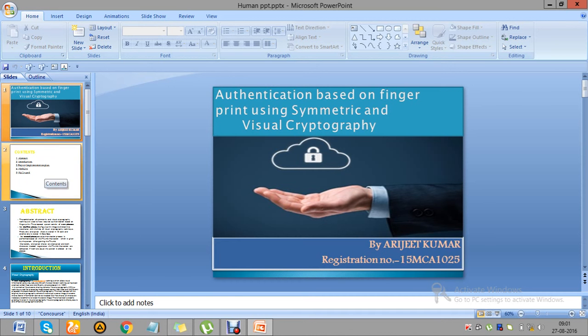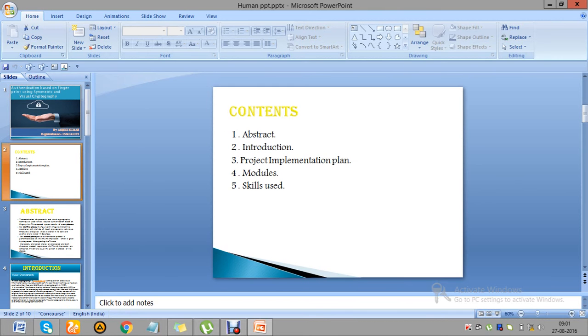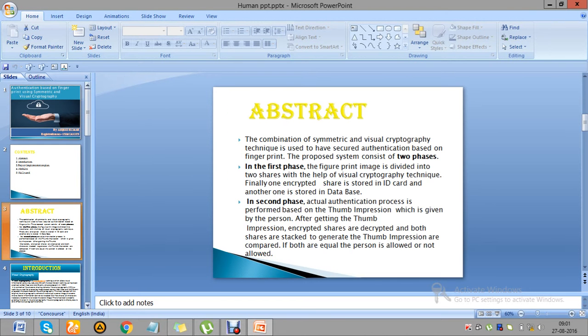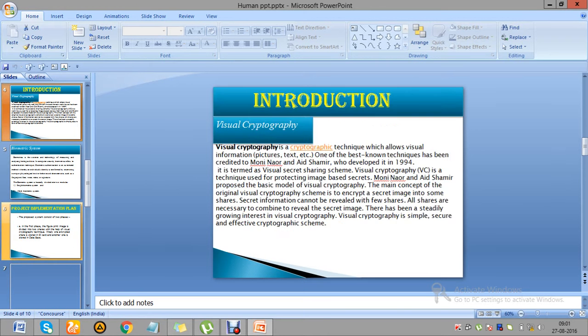So now I am discussing the abstract, introduction, project implementation plan or future plans, modules, and skills used. Then what the project is and why you are using this project. Basically, in this project I am using two parts. First part I am dividing, I will show you.